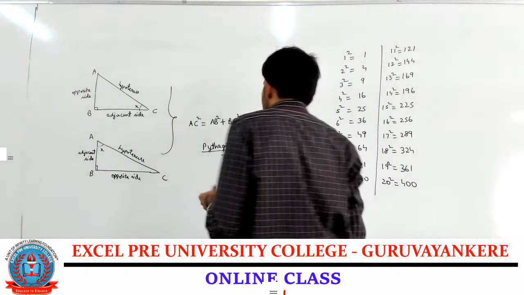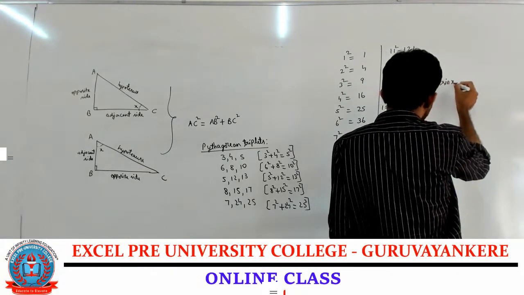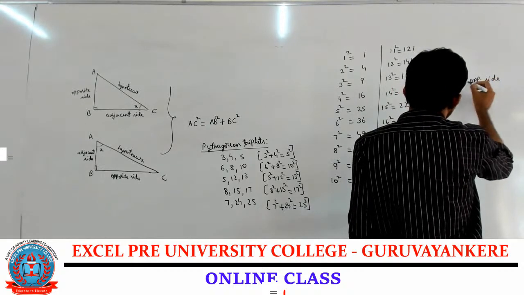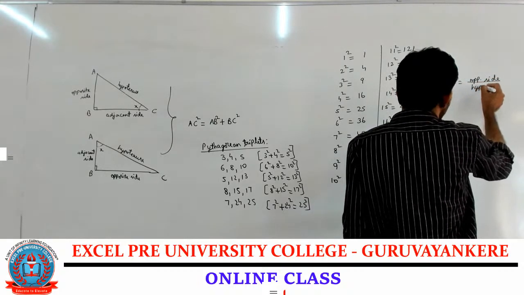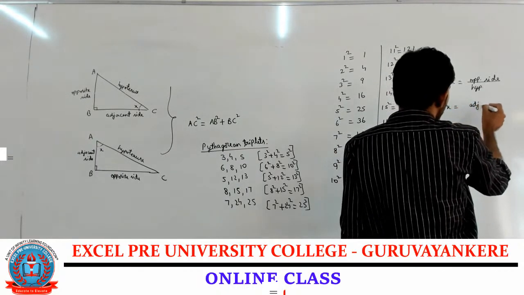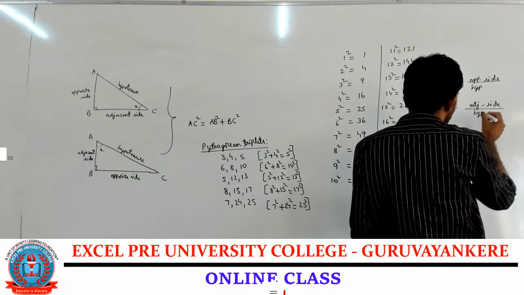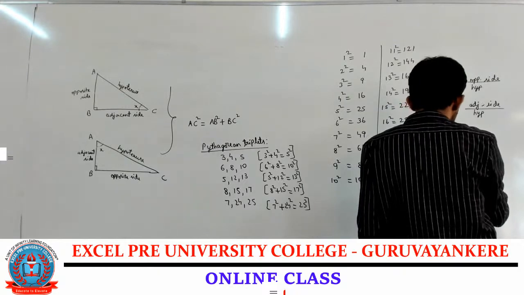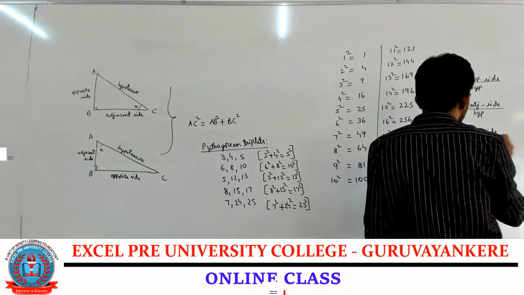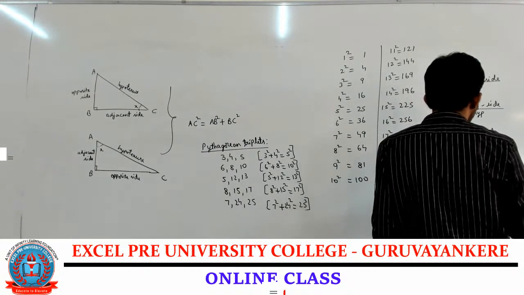The basic definitions of trigonometric functions we have: sin x is equal to opposite side divided by the hypotenuse. Cos x is equal to adjacent side divided by hypotenuse. Tan x is equal to opposite side divided by adjacent side. Tan can also be written as sine by cos.